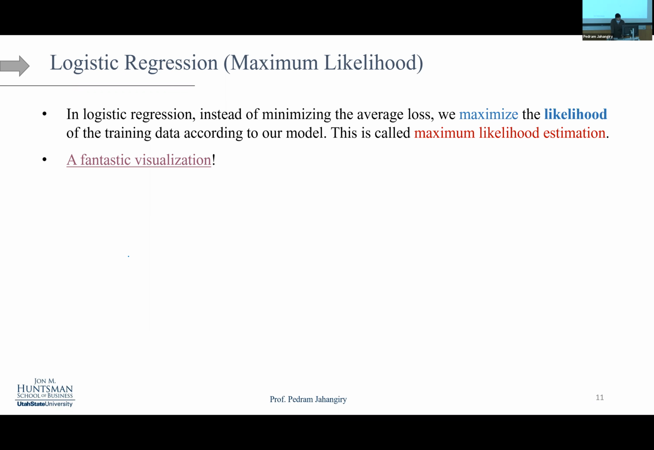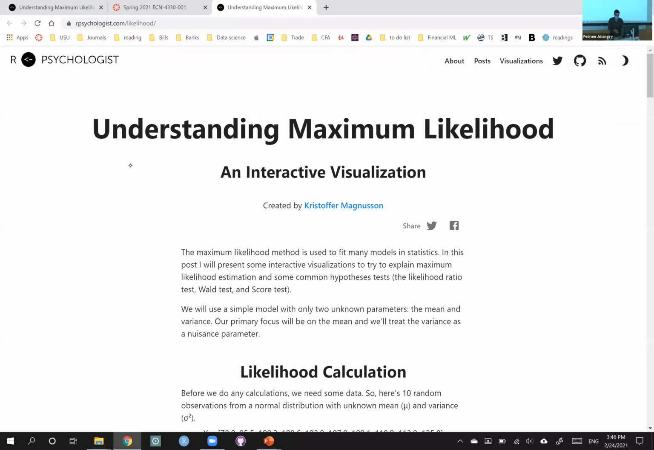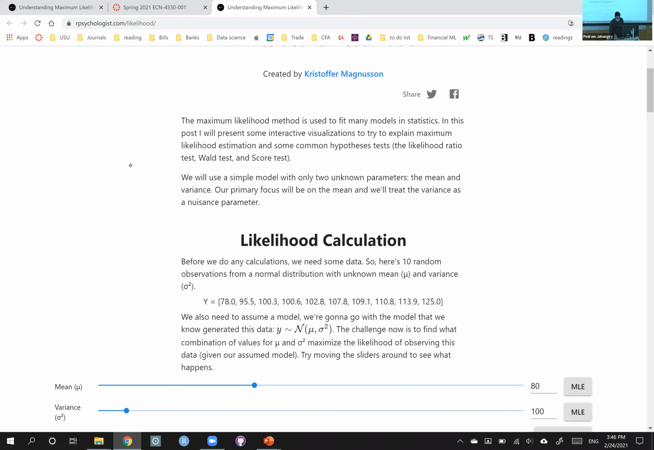I found this really interesting visualization. Let's actually go over it together. We're going to work with a very simple example, and then we're going to extend it to logistic regression, to the S-curve. Let's say I have 10 numbers.